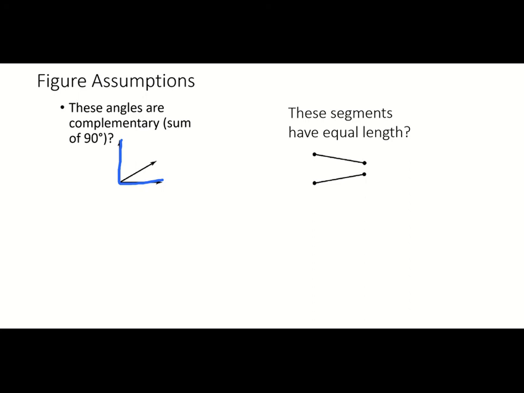Okay, if you said no, good, because if you look, we're missing that key point there. It still needs to have that marking between the lines to show that they're complementary. So you can't assume unless that marking's there or they tell you that the two angles are complementary.